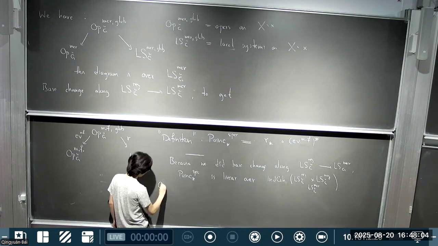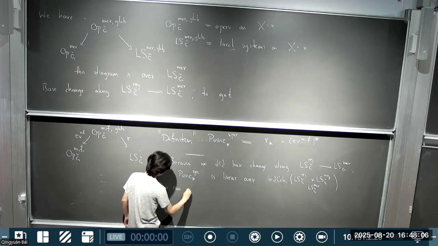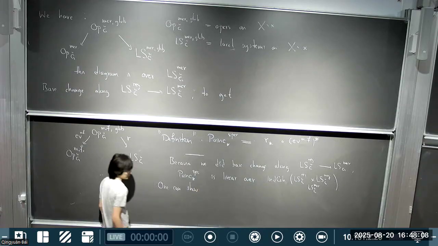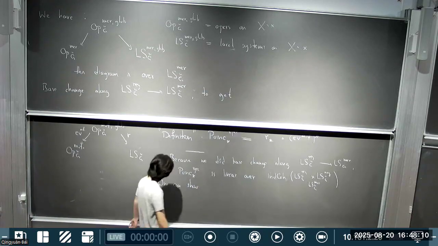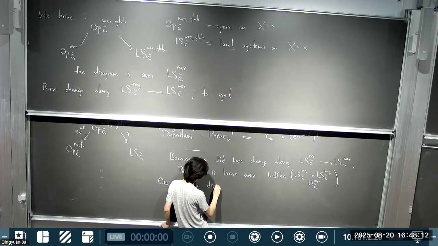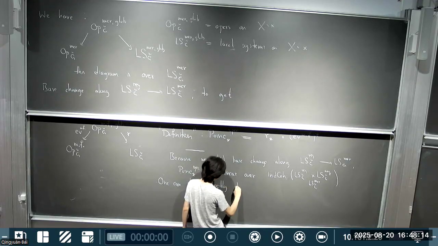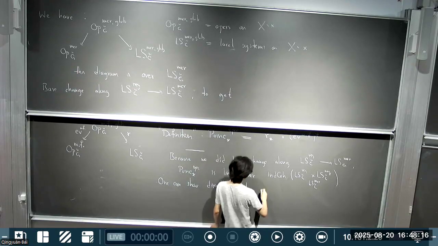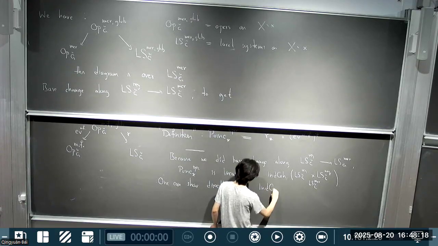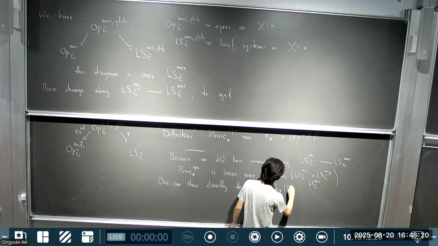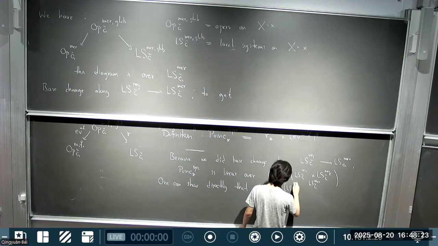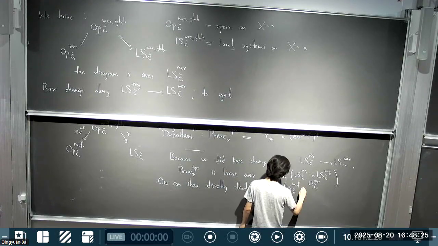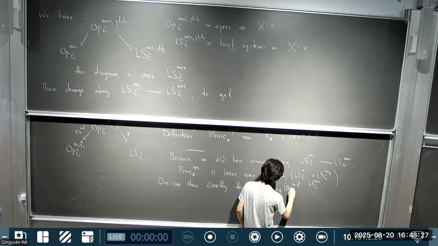So one can show this directly. Don't use the FLE to do this directly. You check monodromy free, sorry, you check one over three is tempered.